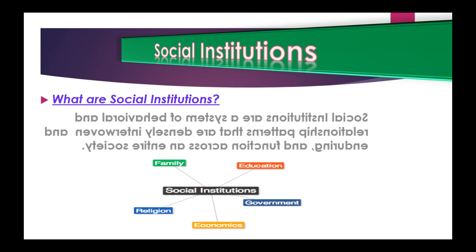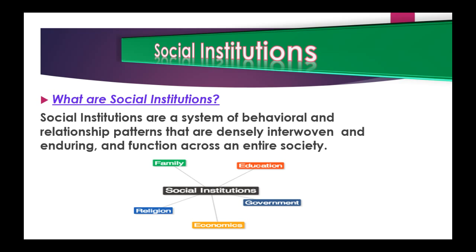Social institutions are a system of behavioral and relationship patterns that are densely interwoven and enduring and function across an entire society. Okay? So a social institution can also be defined as a complicated, integrated set of norms organized around the preservation of a basic societal value or norms. Any one of these definitions can be used, all right? Either way, it would be correct.